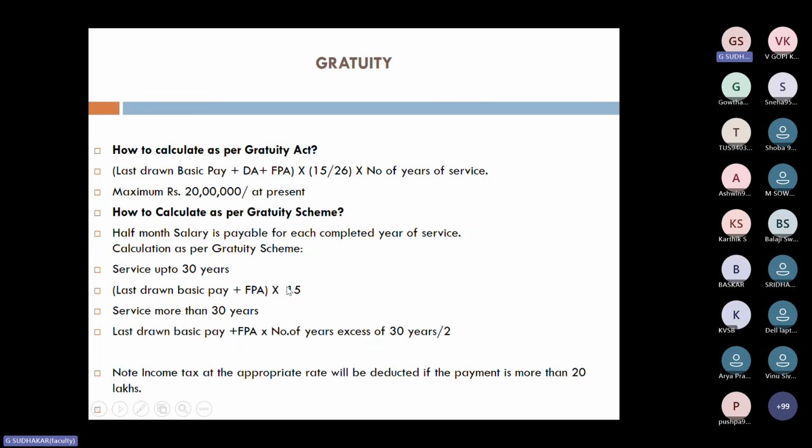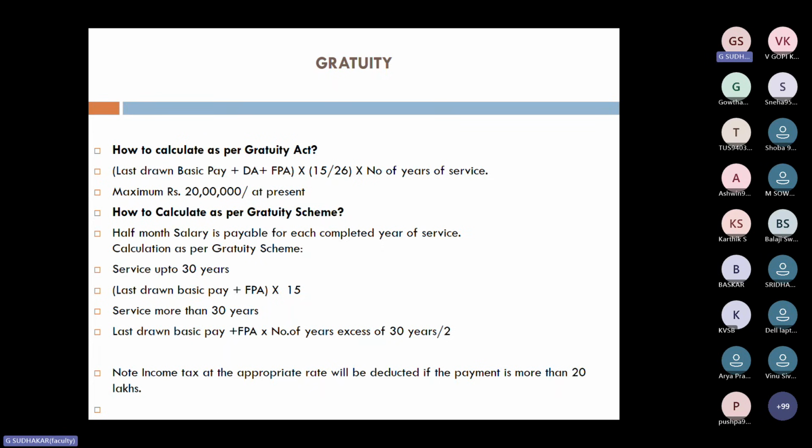But the only concern is here. The income tax department will deduct if the payment is more than 20 lakhs. So I have paid 8 lakhs into 30%, 2,40,000 I paid as income tax. That will not come to your hand. So the difference between the gratuity Act amount and scheme amount will attract income tax.